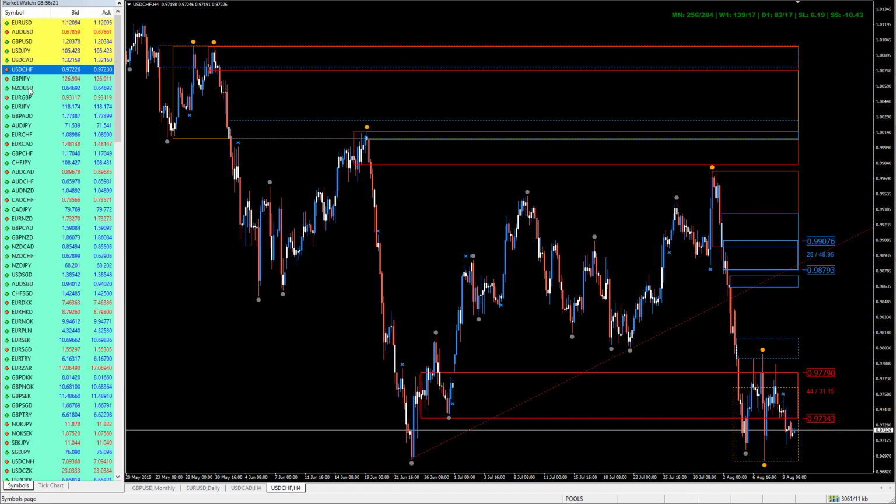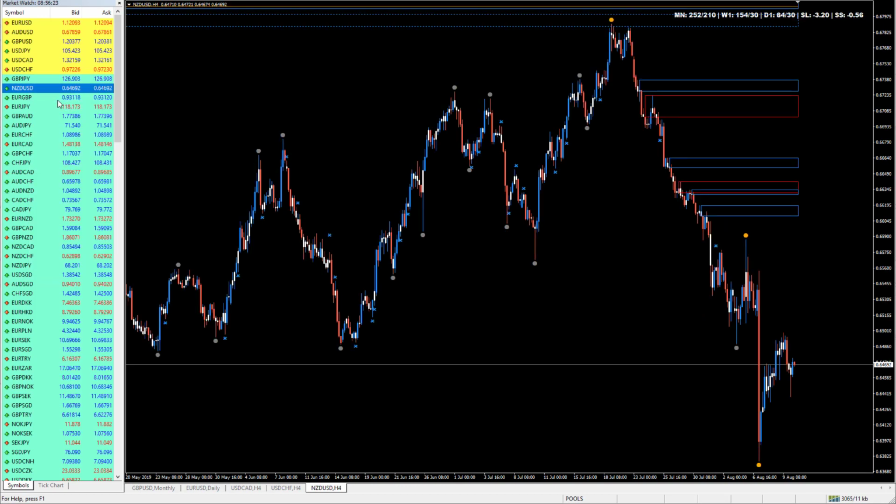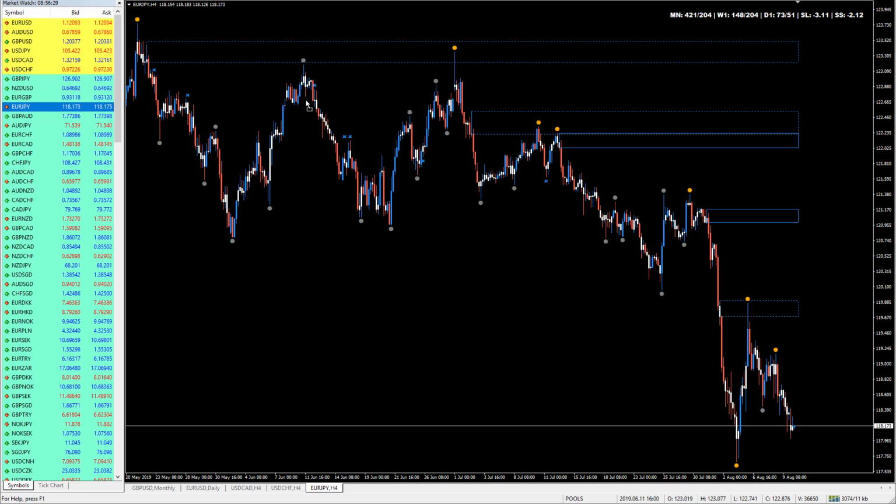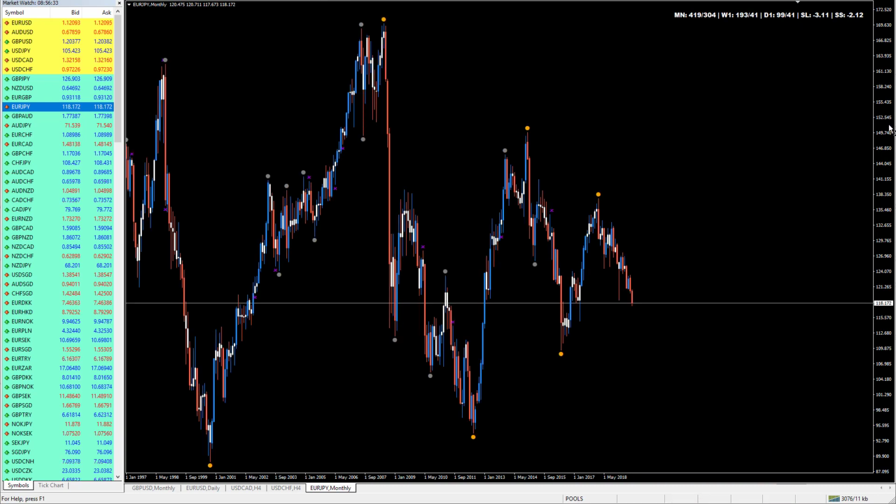Goody. Let's have a look at the Kiwi American dollar. You know, let's find something that's not paired with the dollar. The euro yen. Okay, what do we have here? What's going on here? Well, that's not very clear here. So we have this, which looks pretty good.